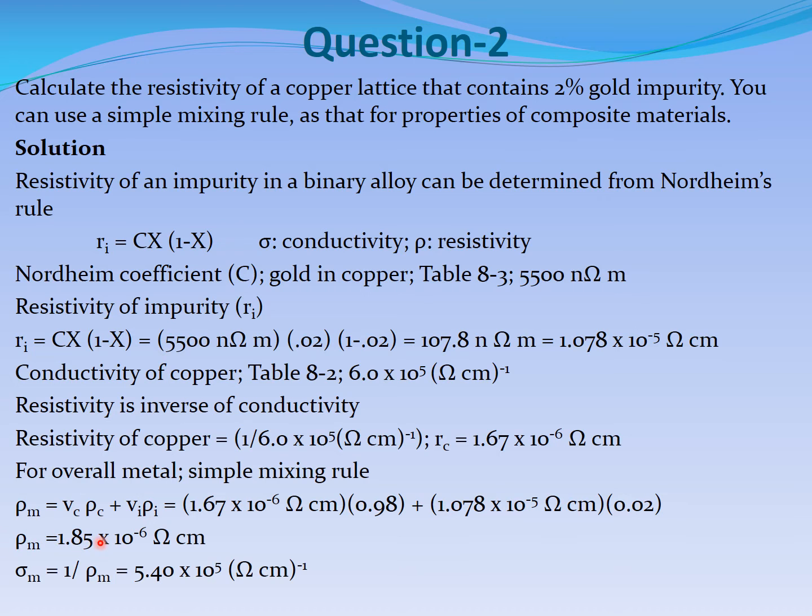Find the resistivity of the matrix, of the lattice, right? So there is some gold impurity in copper. So copper is the matrix material. The combined lattice is gold and copper. So you find resistivity only for copper, resistivity only for gold, and then the combined one. And if you want to find the conductivity of the whole thing, then this is the conductivity of the composite. Okay, so this is the end of all the questions.